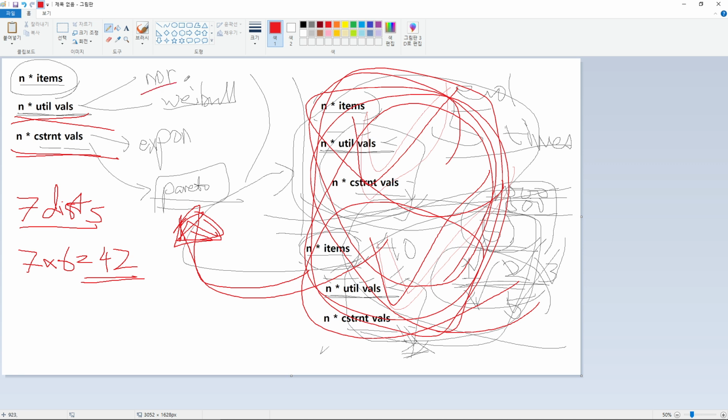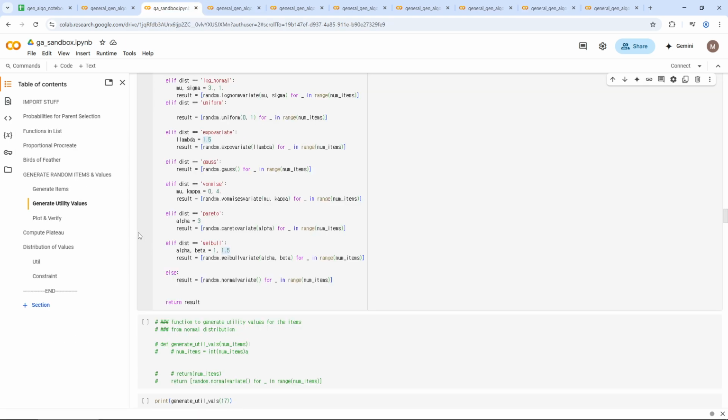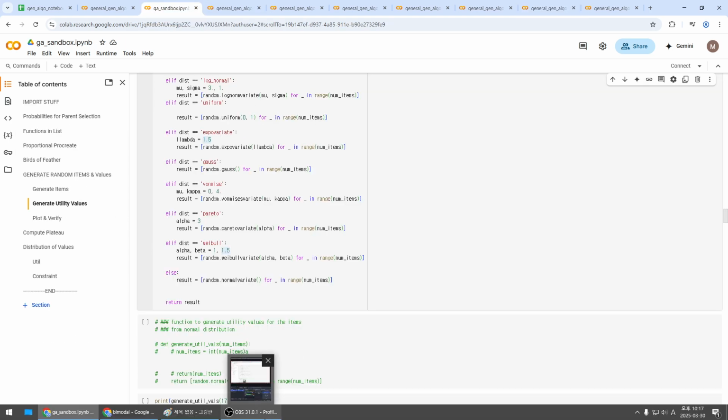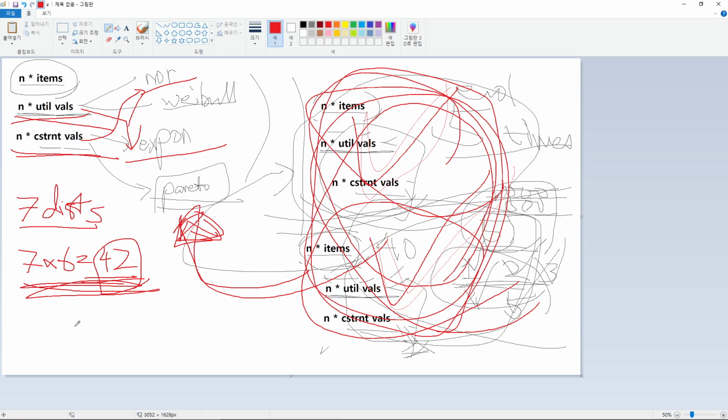Because it's either going to be normal for utility values and exponential for constraint values, and then it could be exponential for utility values and then normal for constraint values. So there are 42 ways of doing this. And then each script for now, for this one, for example, took me about 100 minutes, with some leeway and some adjustment. So 42 times 100 is 4200. Divide that by 60 is 70. So that's 70 hours.